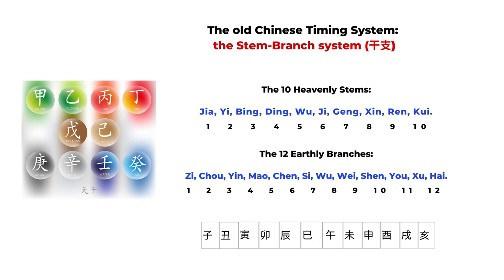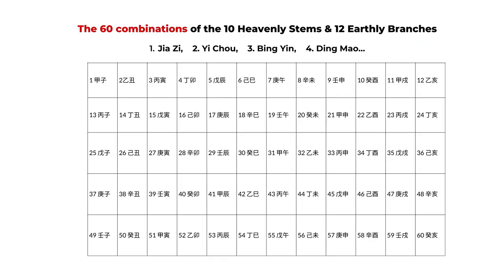The 10 heavenly stems and the 12 earthly branches create 60 combinations total, and this will be in a certain order. The first year will be Jia Zi. Jia is a heavenly stem and Zi is the first of the earthly branches. And the second year will be Yi Chou. Yi is the heavenly stem and Chou is the earthly branch.